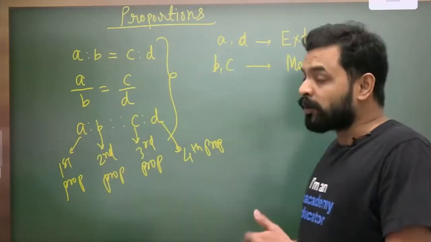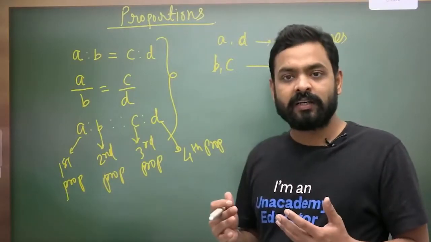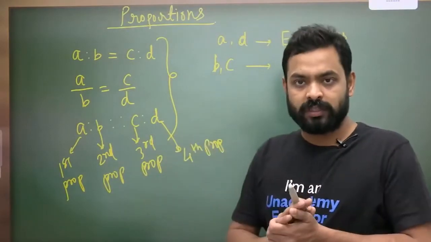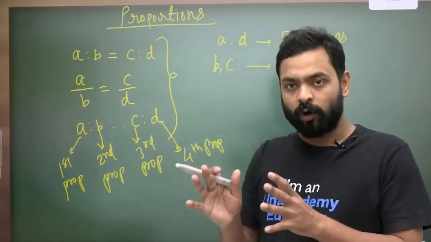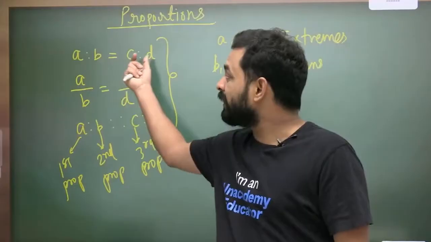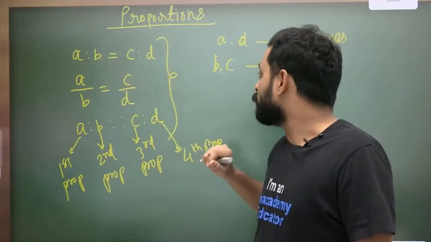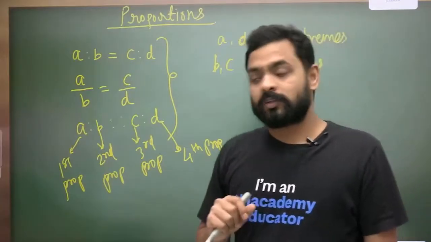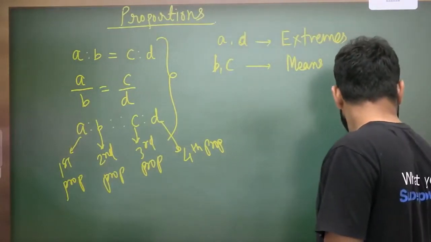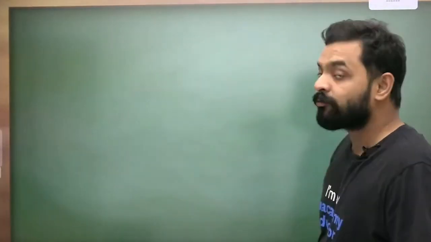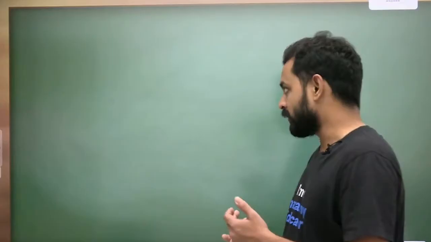Okay. So what is proportion actually? Proportion is an equality of two or more ratios. As you can see, A upon B is equal to C upon D. So we can say that A, B, C and D are in proportion. Right? So now guys, there are some fundamental rules in proportion. First of all, let's get into that and then we'll solve the questions.